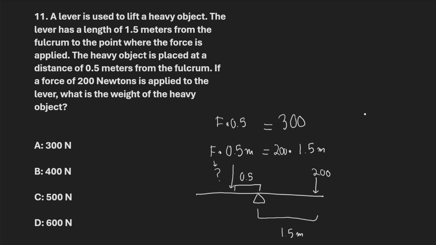And of course, the correct answer here is going to be in force. So what we do is 300 divided by 0.5. That's the same thing as multiplying by 2. And that's equal to 600. So force is equal to 600 newtons.